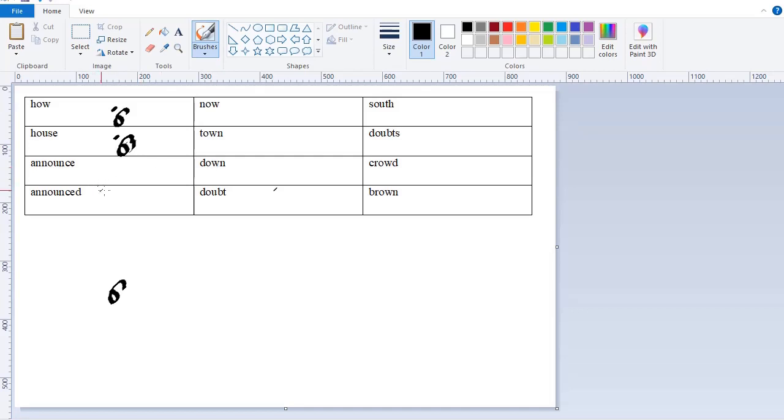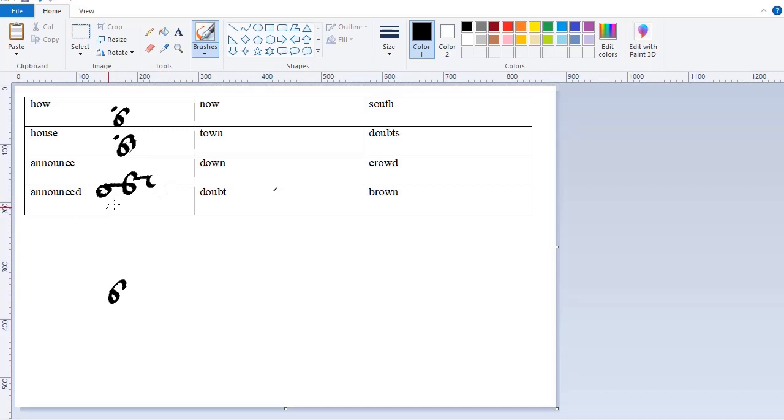Next, we have announce. So, we have A, N, ow, N, S. Announce. Kita ninyo? Ulitin natin. We have our A, and then we have our now, and then we have our N, announce, and then our S.